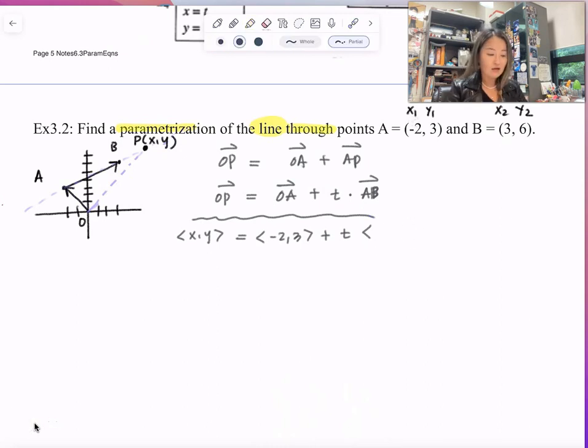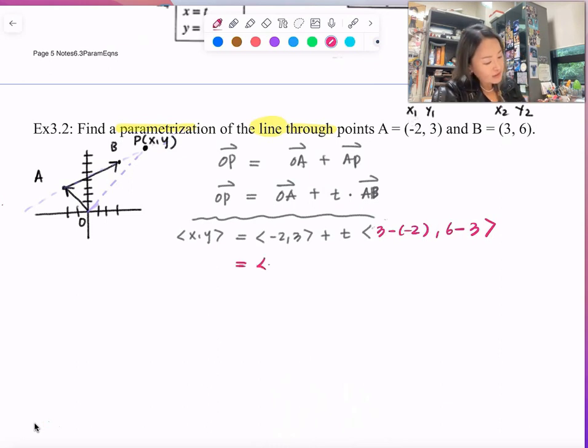It's head minus tail. Oh shoot, wait a minute, let's go back there. Remember, it's this, right? So we're going to write that as 3 minus -2 and 6 minus 3. Head minus tail, HMT, because it's AB. Think about that, okay?